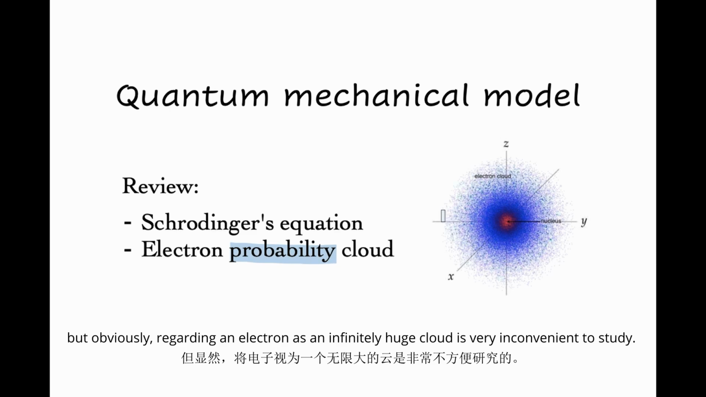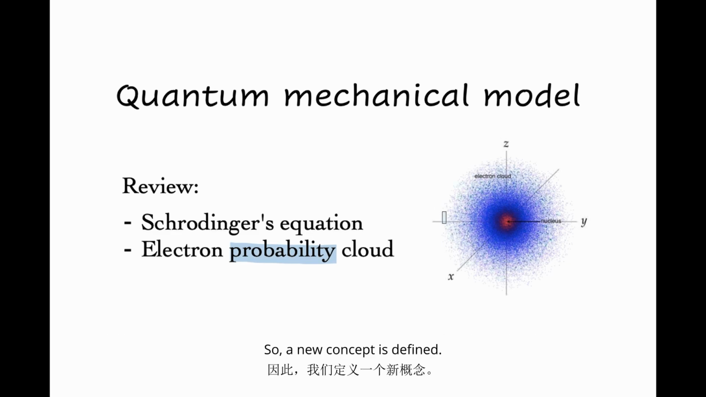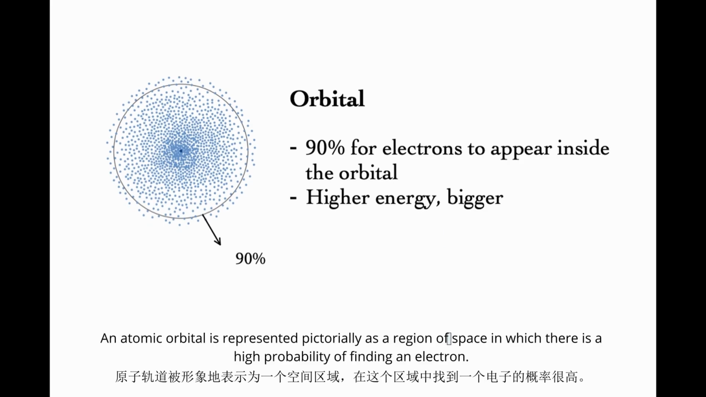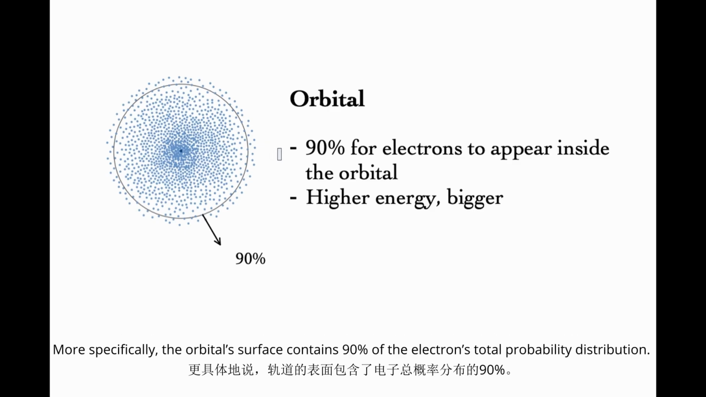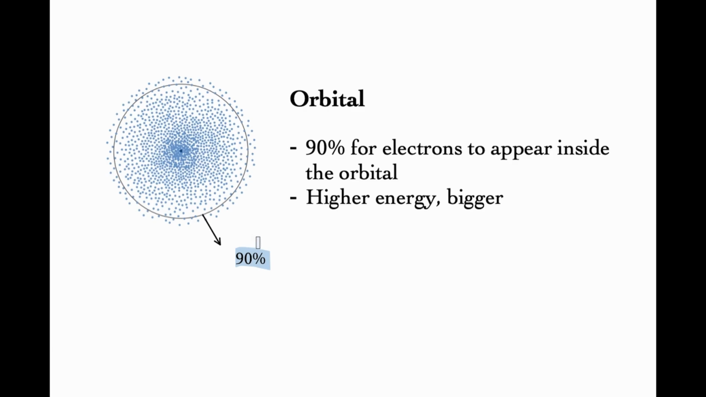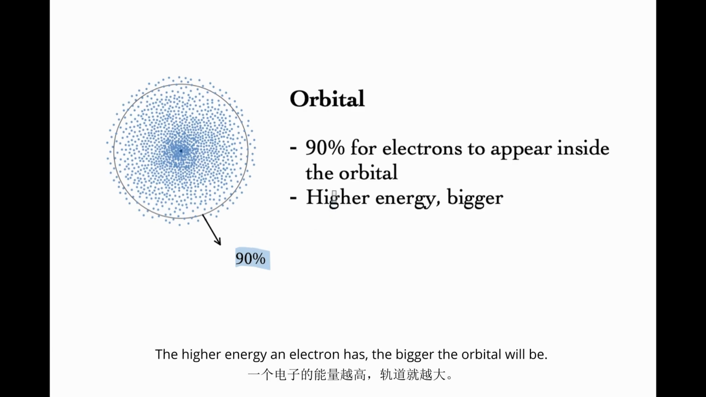But obviously, regarding an electron as an infinitely huge cloud is very inconvenient to study, so a new concept is defined. An atomic orbital is represented pictorially as a region of space in which there is a high probability of finding an electron. More specifically, the orbital surface contains 90% of the electron's total probability distribution. The higher energy an electron has, the bigger the orbital will be.